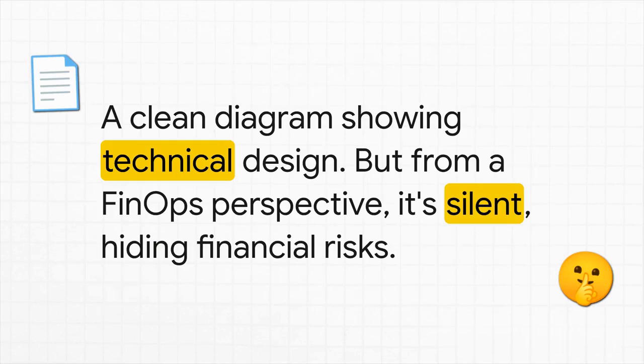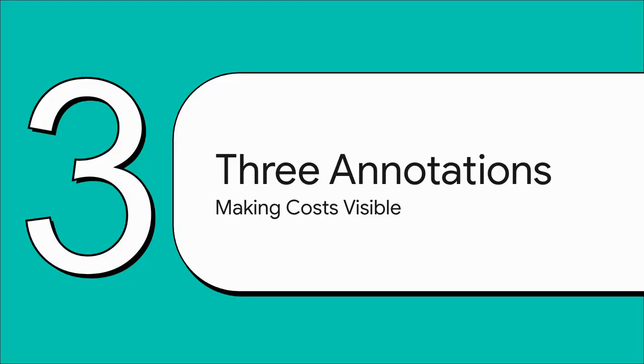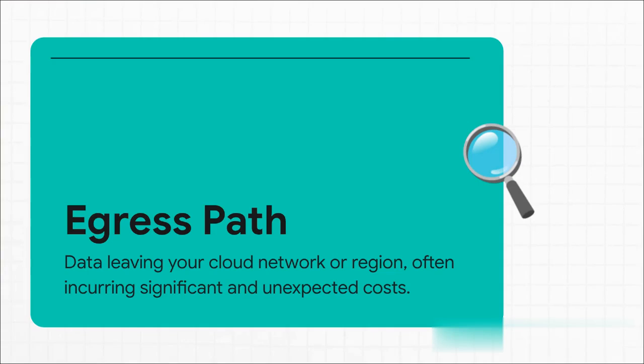And this should look familiar to all of us, the standard blueprint. It's clean, it's logical, it communicates the technical plan really, really well. But from a FinOps perspective, it's totally silent. It gives you zero clues about where the financial landmines are buried. So how do we give our diagrams a financial voice? Let's get practical. It's actually pretty simple. We're going to focus on 3 easy but incredibly powerful annotations that you can add to literally any diagram you have. First up, the egress path.